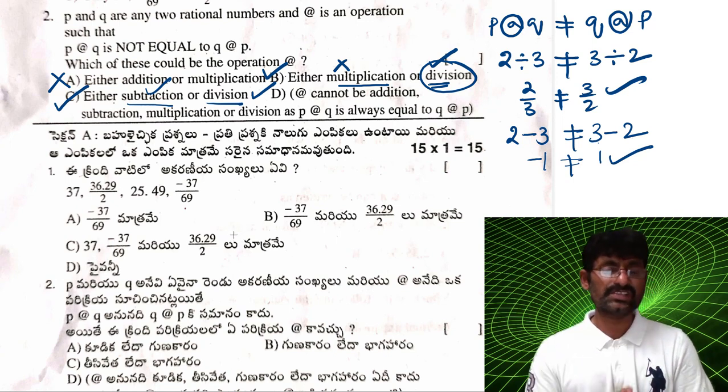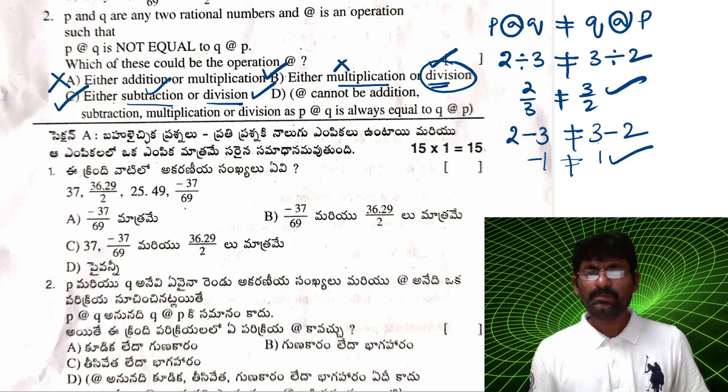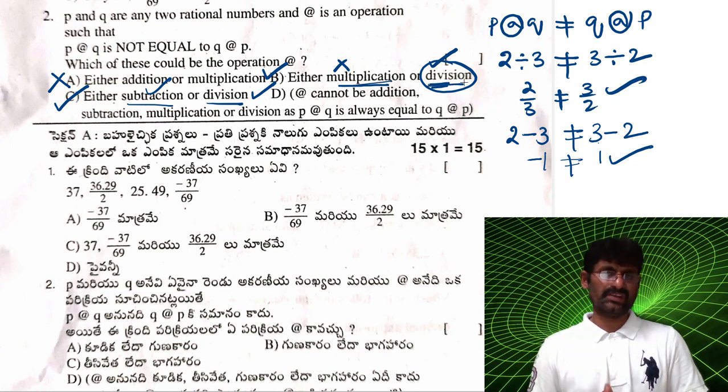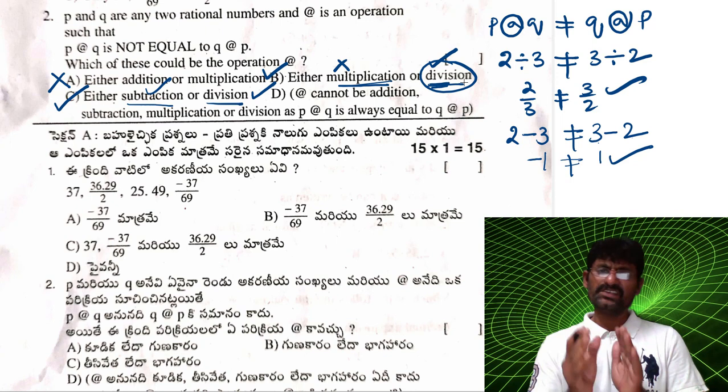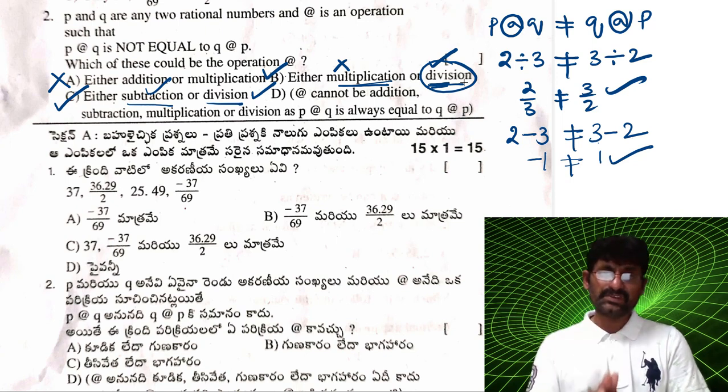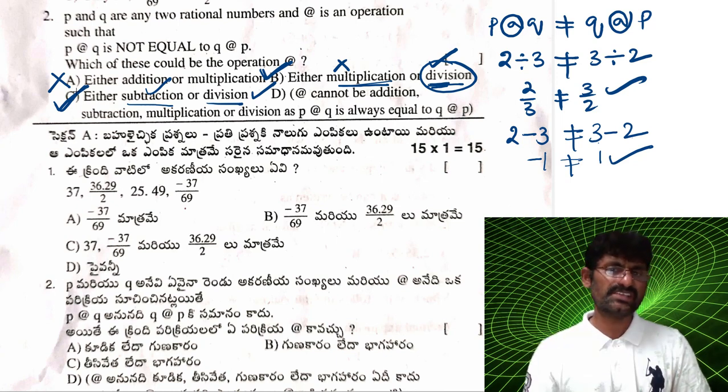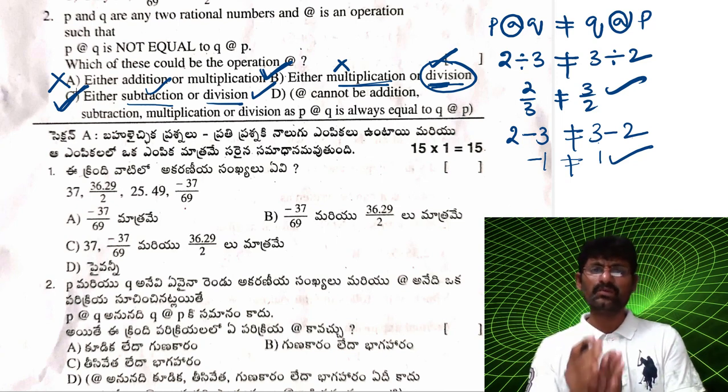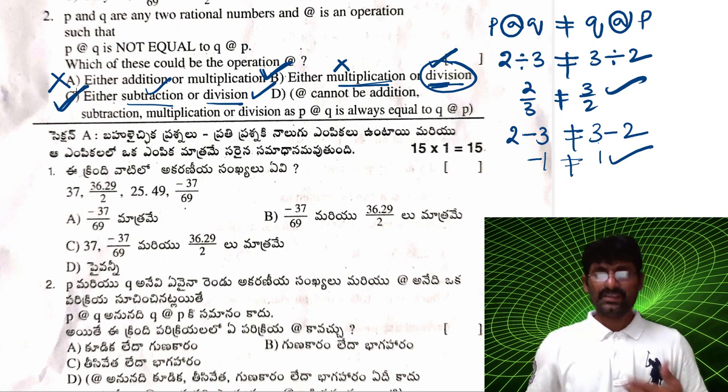So actually here you see in option B, either multiplication or division we are given. In the case of multiplication it is not correct, but in the case of division it is correct, right? So we can take B as the correct option, be sure. But in the case of C, in both cases P at the rate of Q is not equal to Q at the rate of P. In my view, B and C both are correct.